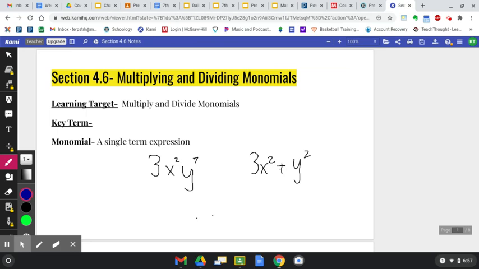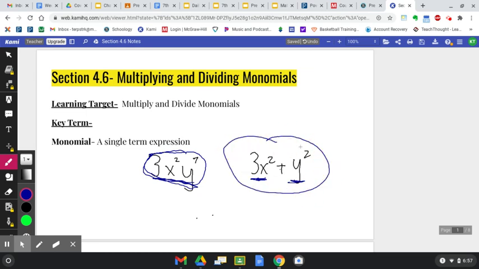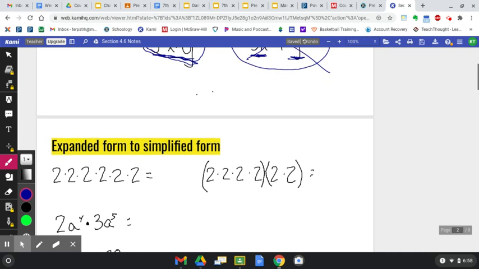Remember, a monomial is a single term, right? So if I look here, 3x squared y to the 7, that is a single term. This would be a yes, that is a monomial. However, here, 3x squared plus y squared, that plus separates it into two terms. So that's a big no. That is not a monomial. It can be multiplication, it cannot be addition or subtraction. So monomial, not monomial. So let's look at how to simplify them.